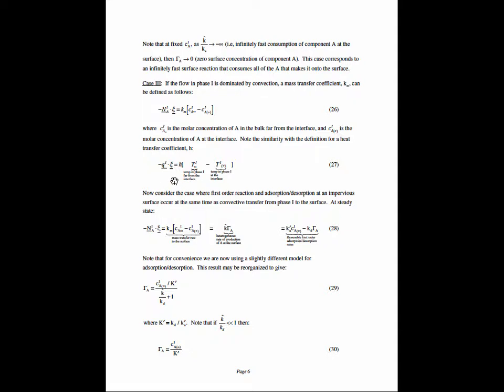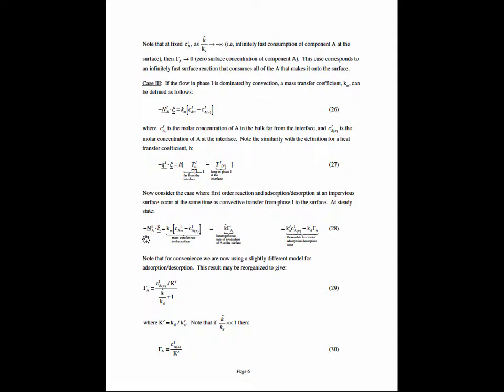This is in direct analogy with the way one might define a heat transfer coefficient for how the heat flux depends on temperature difference in a system where convection is important. And so we want to think about, as the last example, a case where we have first order chemical reaction and adsorption and desorption going on at the same time, with potential limitations due to boundary layer transport.